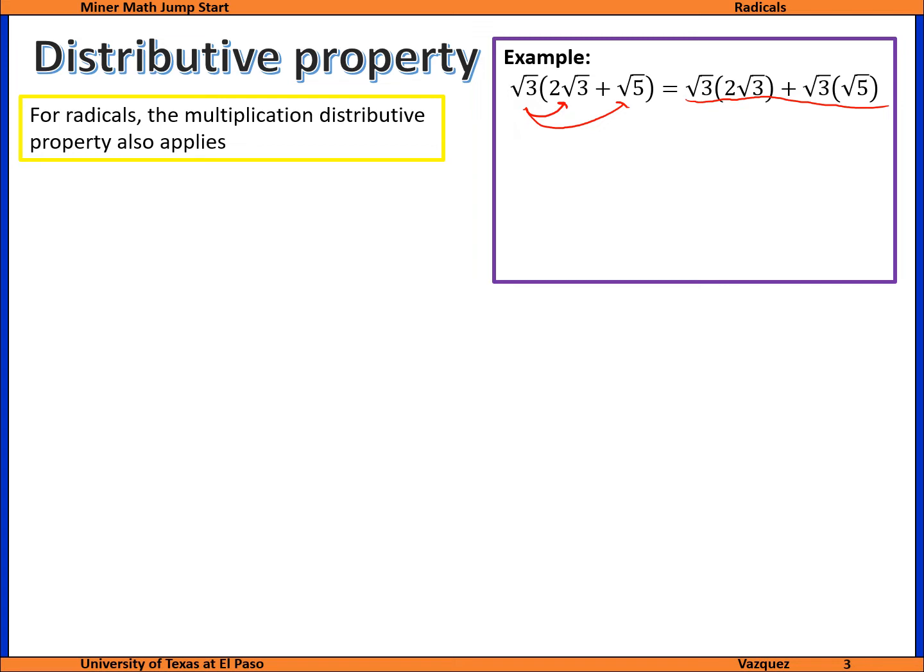Now in this case, the square root of 3 times the square root of 3 becomes the square root of 9. So I'm going to rewrite that as 2 times the square root of 9. And then square root of 3 times square root of 5 is the square root of 15. From here, can we do anything more to simplify? Just one more thing. The square root of 9, we know what that is. That is just equal to 3. So we have 2 times 3 plus the square root of 15, and we know that 2 times 3 is just 6. So 6 plus the square root of 15. And that is basically all we can do as far as simplifying goes.